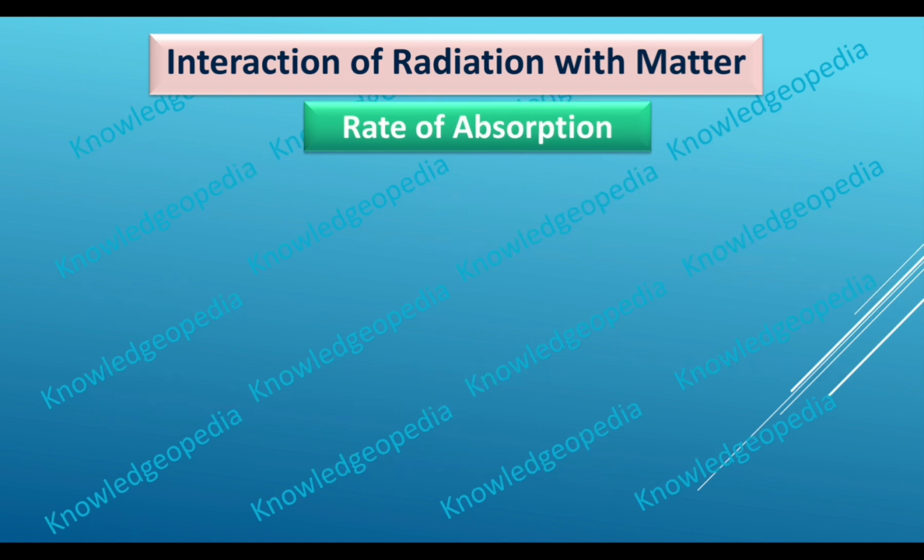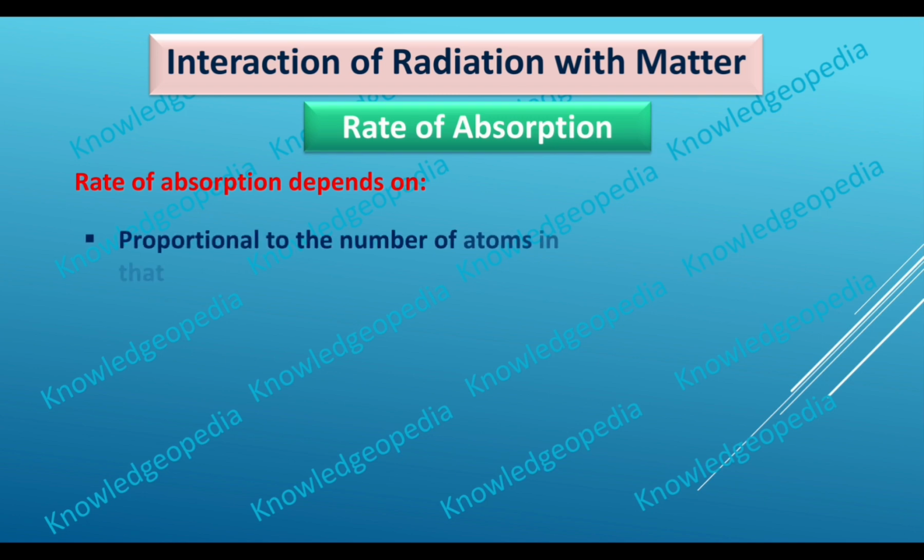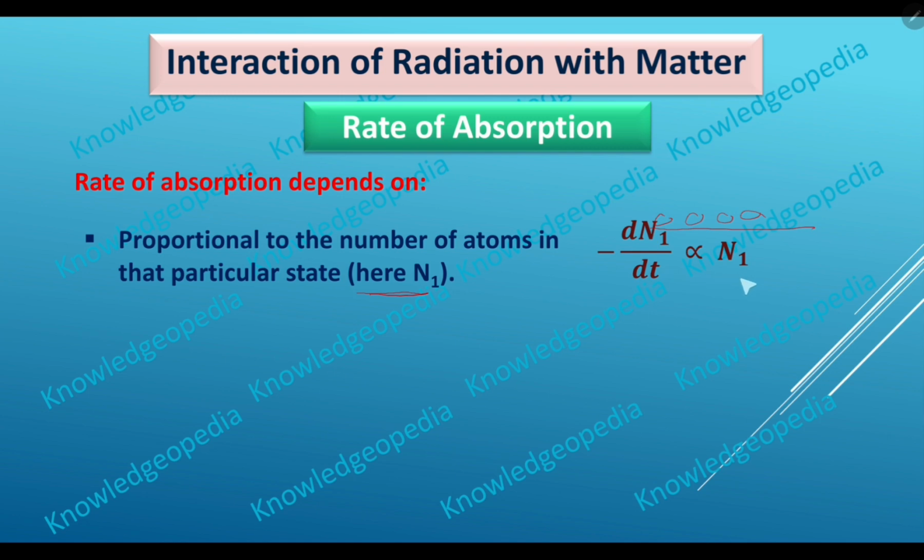Now what are the quantities on which this rate of absorption depends? The rate of absorption depends on two quantities. First, it is proportional to the number of atoms in that particular state. Here it is moving from state 1, so I have taken it as N1. Depending on how many atoms are there, if more atoms are there, more will move to the higher state. That means it is directly proportional to the number of atoms in that particular state, that is N1. So minus dN1 by dt is proportional to N1.